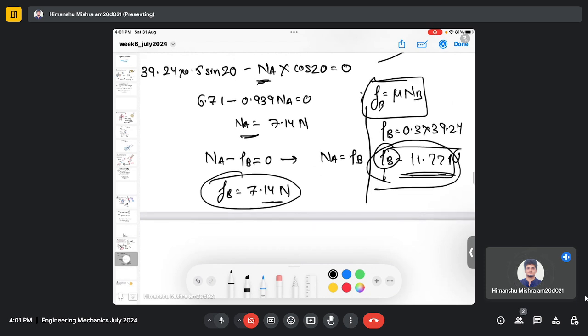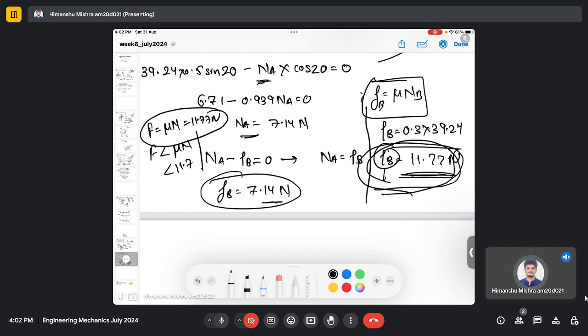So this is the friction force we have got, which is 11.77 Newton, because the force needs to overcome this friction force in order to have a motion. So if the force is less than 11.77 Newton, the body will remain in equilibrium position, as we discussed in the beginning of the class, right? And if this force becomes equal to mu N, or equal to 11.77 Newton, then there will be an impending motion. There will be a motion in the body.